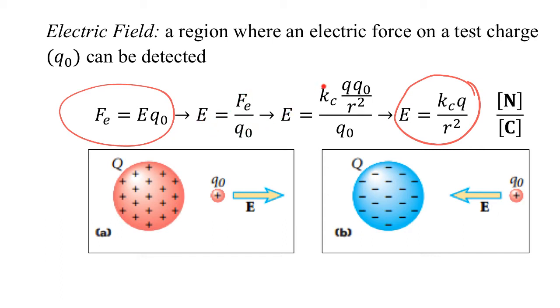Now, what I recognize over here, though, is that FE has its own formula. FE is KC, Q1, Q2 over R squared. Why am I not using Q1 and Q2? Because in this problem, this is really Q1, and this is really Q2, right? That's what they're referring to in these particles that are shown.